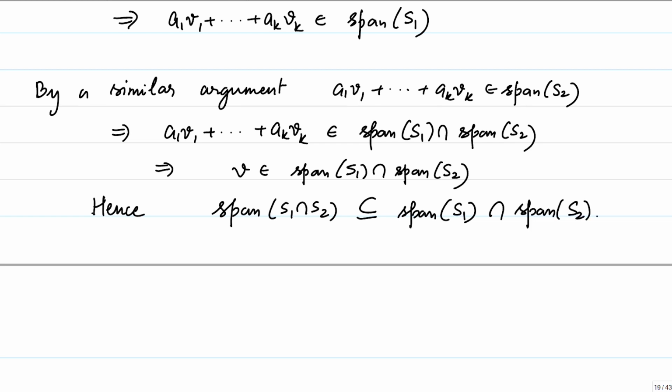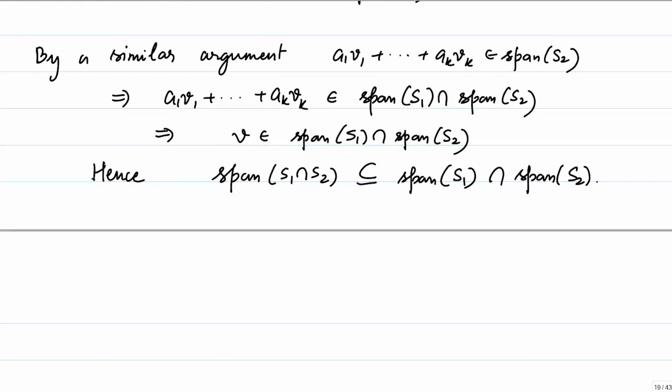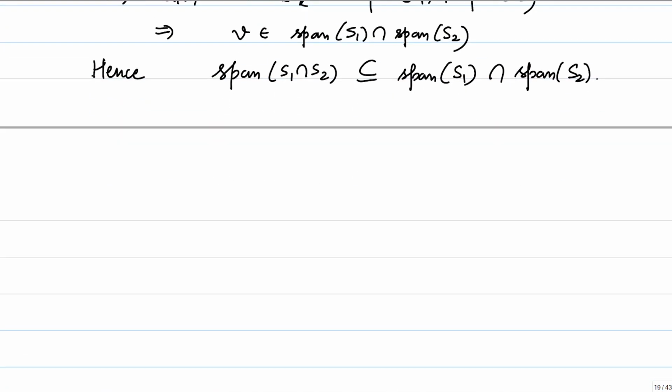Okay, so now we have proved one part. So we have established this part. What is left is to give examples of when the span of S1 intersected with S2 is equal to the span of S1 intersected with the span of S2, and one when it is not equal. So I will not go too much into it. Let me just give you the examples straight away and leave it for you to check. So the first case where it is equal, let me just take the simple vector space that we can consider, which is say R2.